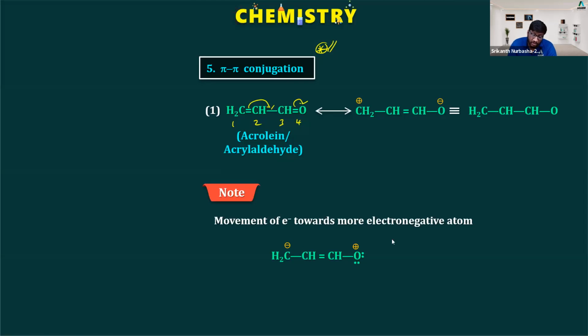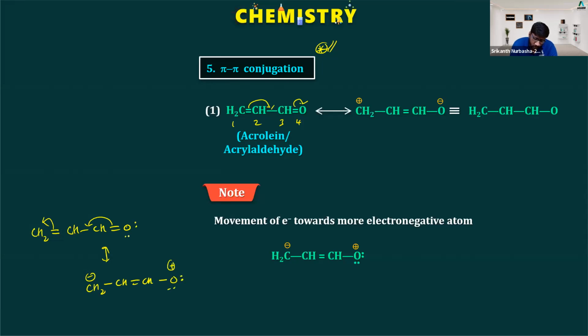If I want to write the resonating structure in another fashion, CH2 double bond CH, CH double bond O, there is a possibility the electron density can also move in this fashion. This pi electron density can move away, generating a negative charge on this particular carbon, CH double bond CH, single bond oxygen. Oxygen will now have a positive charge.